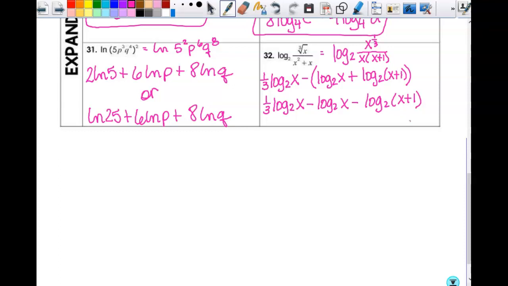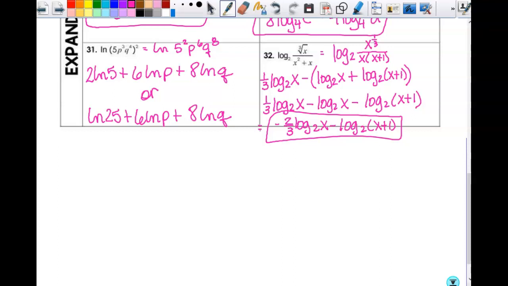Now, there's one more thing I can do here, which is kind of condensing, but really, anytime you can combine like terms, you do that whether you're condensing or expanding anyway. Can I combine like terms? Whatever x is, isn't log base 2 of whatever that number is the same as log base 2 of whatever that number is? So if I have 1/3 of this minus this, what does that leave me with? Negative 2/3. So this will give me negative 2/3 log base 2 of x minus log base 2 of x plus 1.